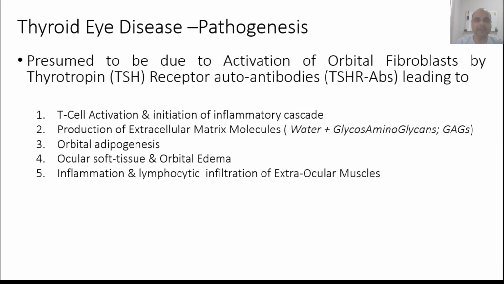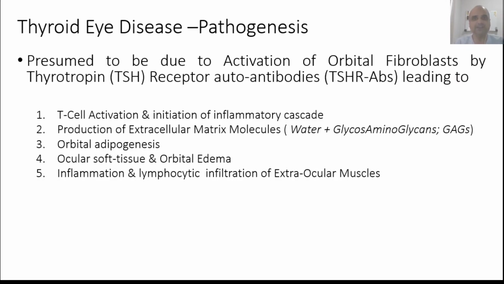So what happens? Actually, the real reason is unknown, like most diseases that we have talked about, but it's presumed to be because of activation of orbital fibroblasts by Graves' disease associated thyrotropin receptor, TSH receptor antibodies, and they cause various changes which actually lead to thyroid eye disease. The exact cause is not known, but it is assumed that the point where it all starts is when fibroblasts within the orbit are activated because of TSH receptor, which is a thyrotropin receptor autoantibodies.